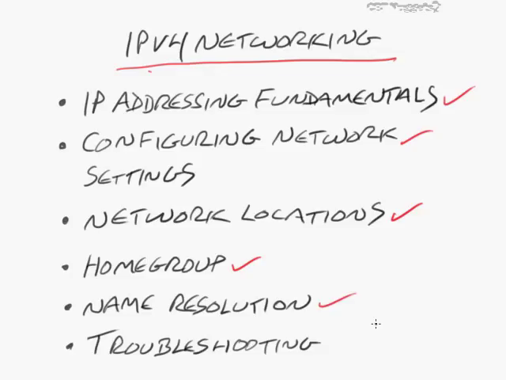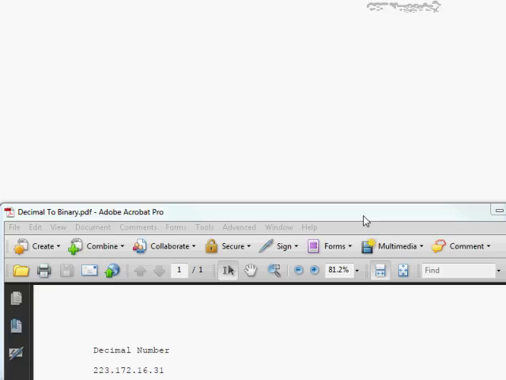We also take a look at name resolution, because computers don't actually communicate by name to one another. It's actually by IP address on an IP network. And then we'll take a look also at troubleshooting, because IP networks do have problems from time to time and need to be able to trace down where the problem is coming from. Alright, as we get started here, I've created a document.